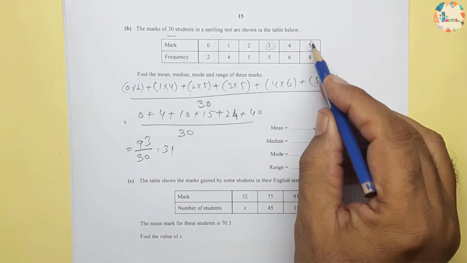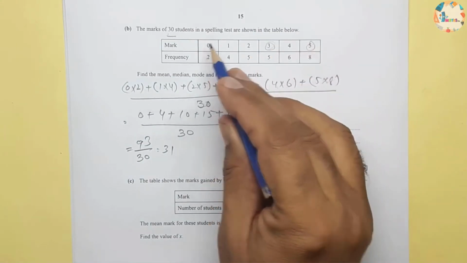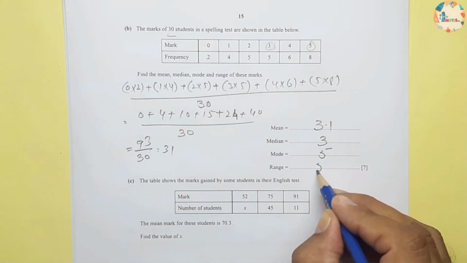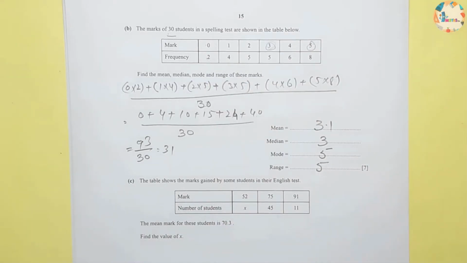Range is what? Range is 5 minus 0, maximum minus minimum. This will be 5 minus 0, which is equal to 5. So this will be the range.